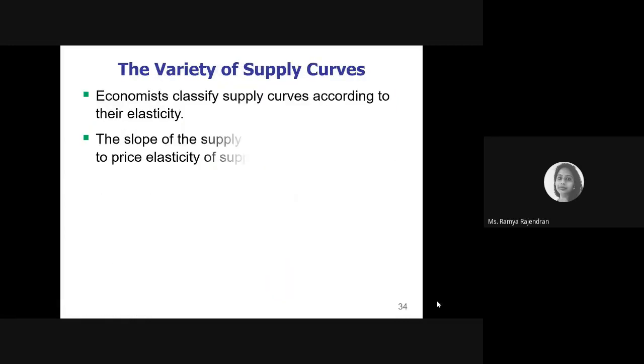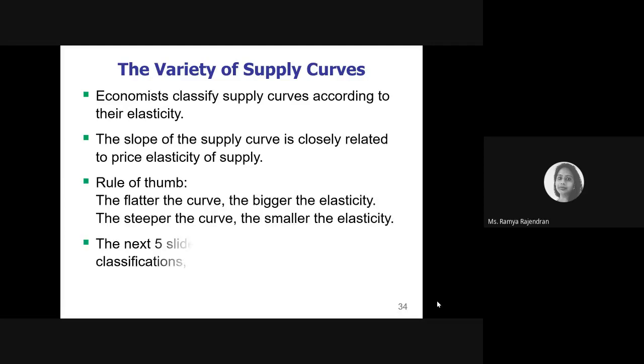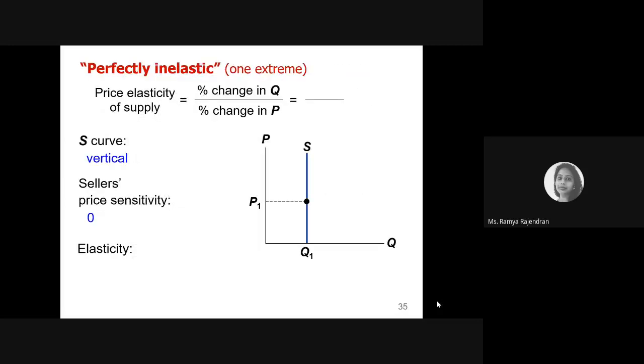So let's see different types of supply curves. There are 5 different types of supply curves. Here, the flatter the curve, the bigger the elasticity, and the steeper the curve, the smaller the elasticity. Let's see the perfectly inelastic curve. So we have P1 and Q1. If the price increases by 10%, the quantity is not increasing or decreasing. Q1 remains Q1, so Q1 is equal to Q2. So 0% divided by 10% is 0. The price elasticity is zero. It is perfectly inelastic.